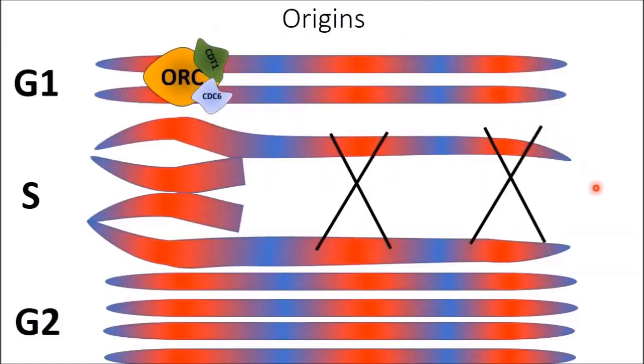One thing that I want to mention here, just because we're talking about origins, is that prokaryotes only open up one origin at any time. They'll never open up more than one origin. They'll use one origin and form one replication fork, and that'll be it.